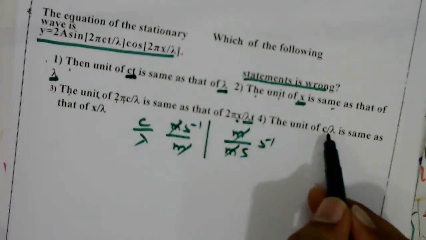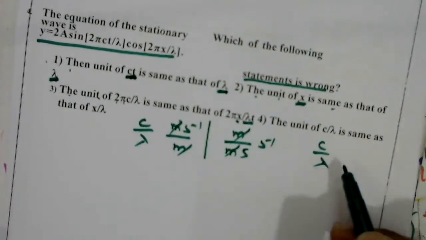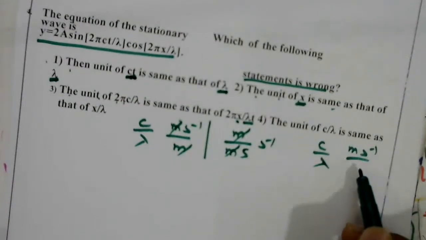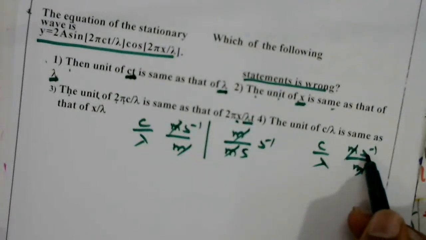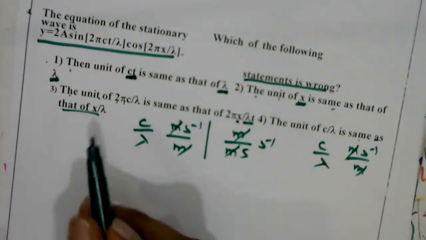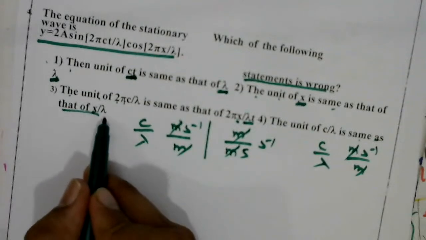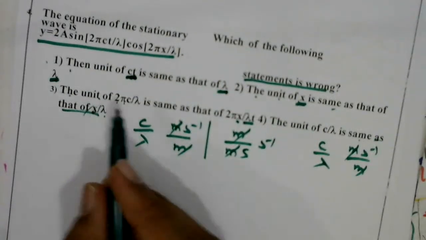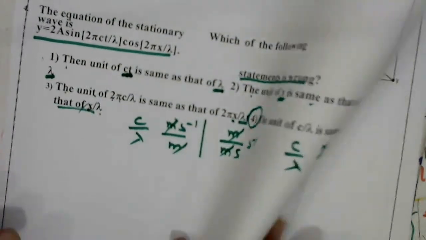And the fourth one, you check c by lambda. C by lambda, so it is meter per second, and meter gets cancelled, per second. Same as that of x by lambda. X is meter, lambda is meter, meter gets cancelled. That's why the fourth one is wrong.